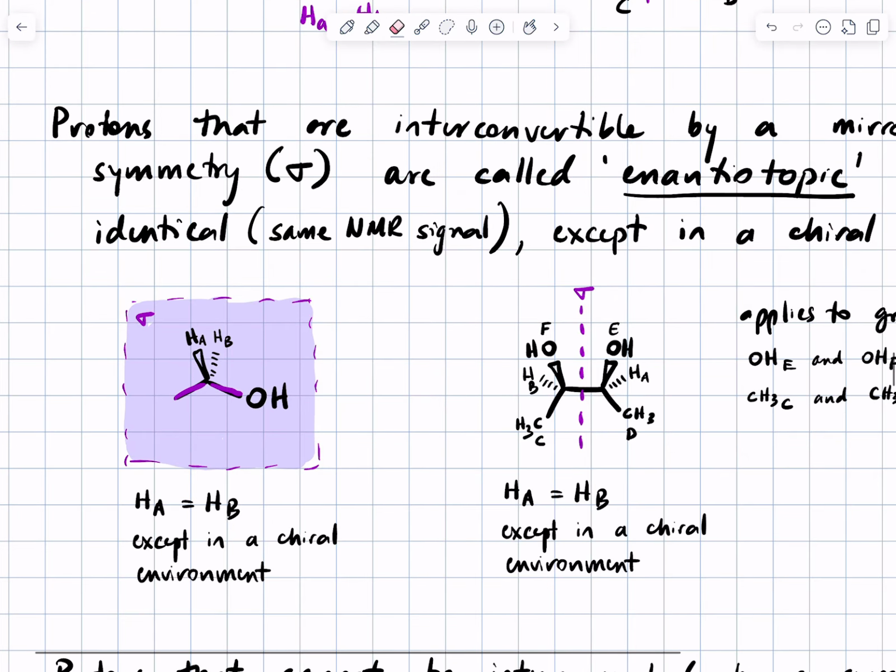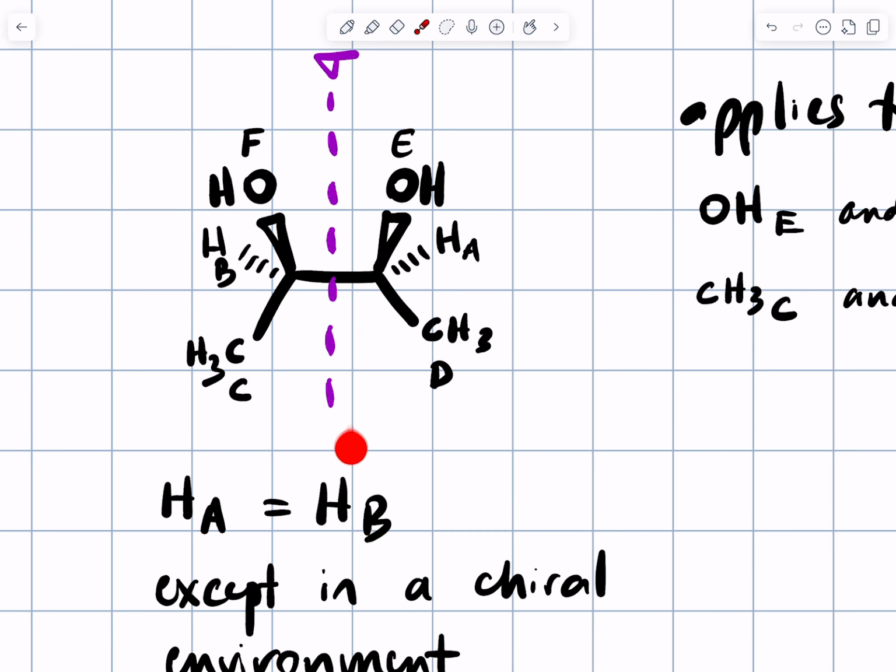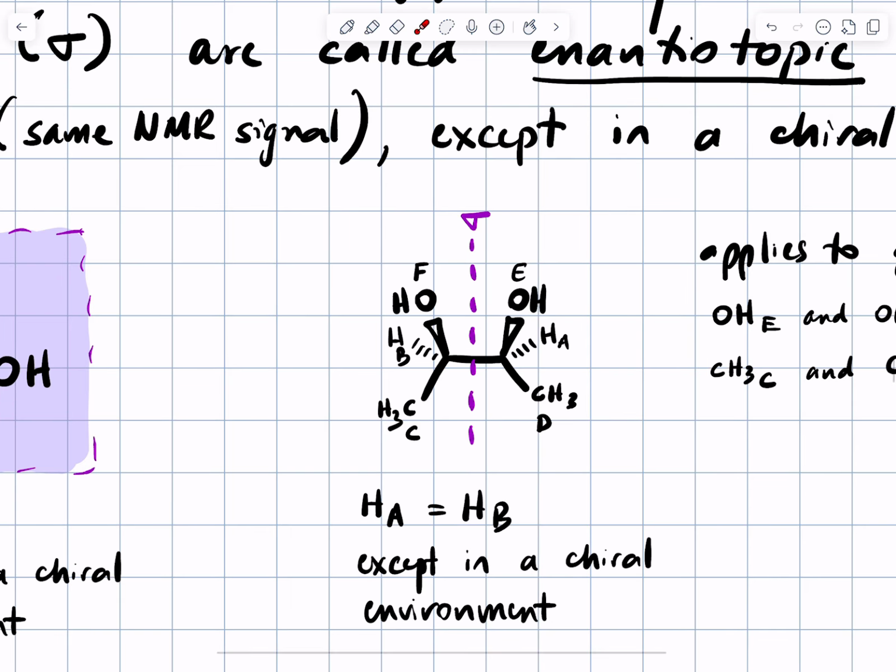Okay, you've seen meso compounds like this that have a mirror plane of symmetry. HA and HB are therefore enantiotopic. They're identical, except in a chiral environment, a protein could tell the difference between these two. The OH groups are enantiotopic. The methyl groups are enantiotopic with each other. So this term enantiotopic is a relationship between two protons or two groups, and it means they're identical unless you're in a chiral environment. Yes?